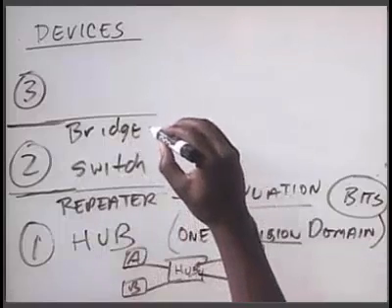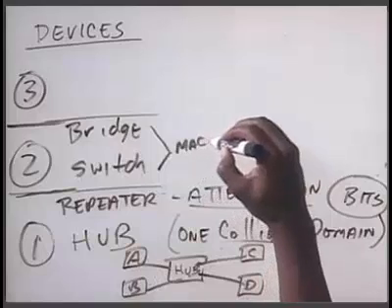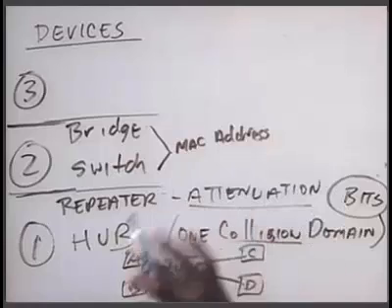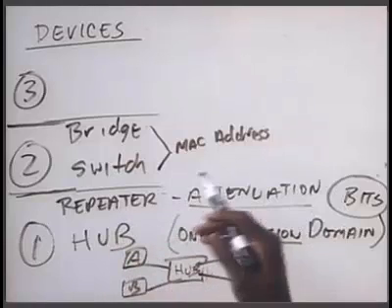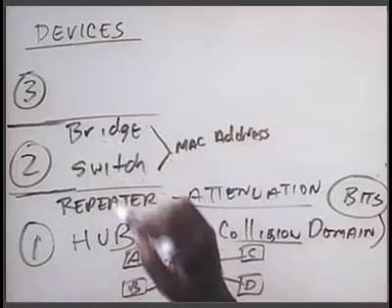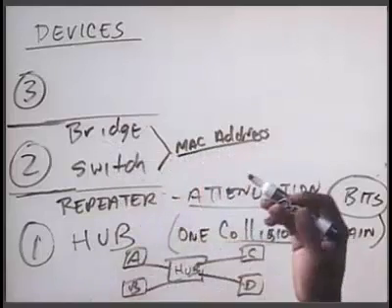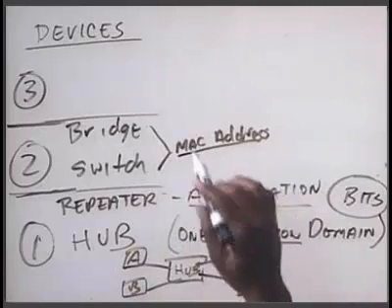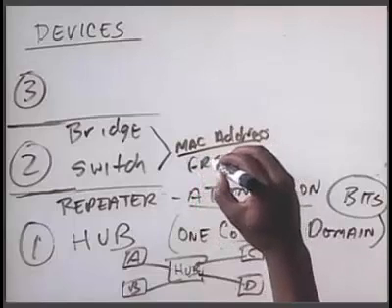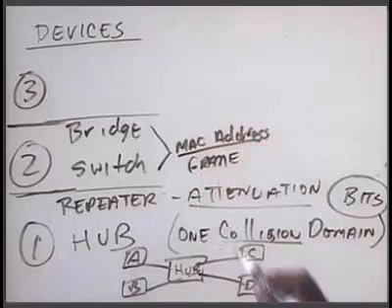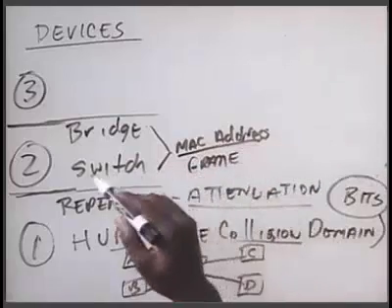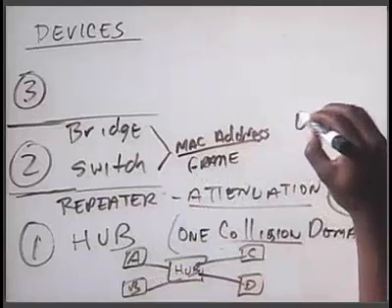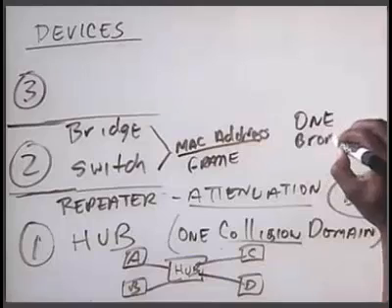Bridges and switches make decisions based on MAC addresses. Whereas the hub and the repeater were dumb devices which had no ability to make actual decisions, the bridge and the switch makes a decision based on the destination MAC address, determining exactly what port to send the frame out of. Each port on the switch is a separate collision domain. However, all ports are still in one common broadcast domain.